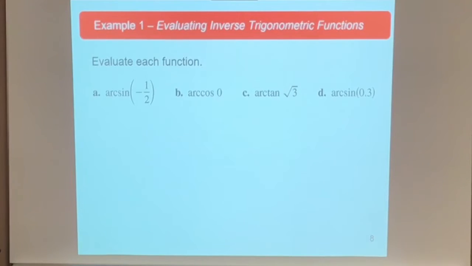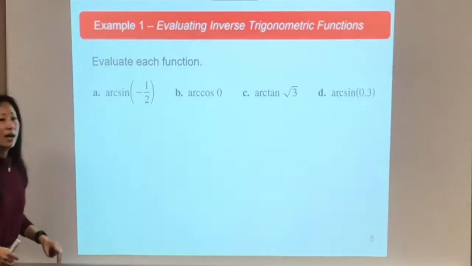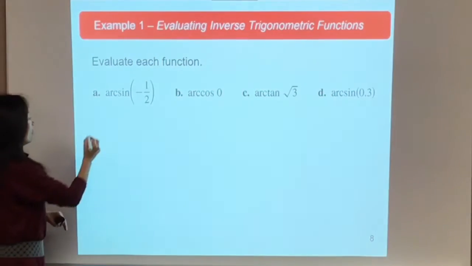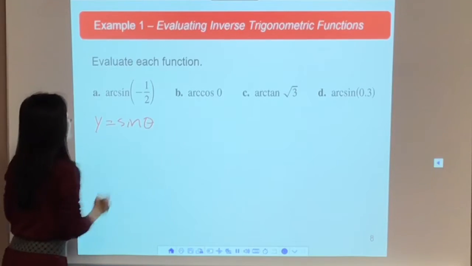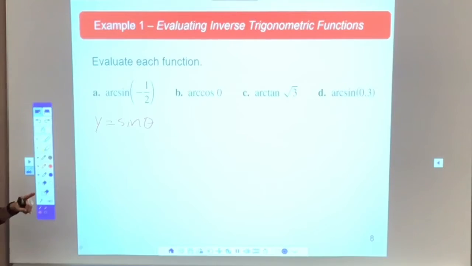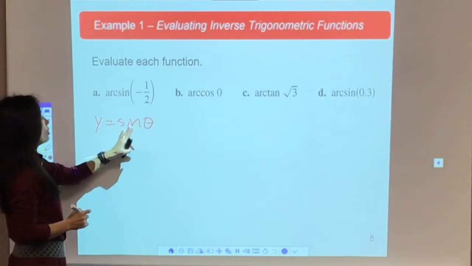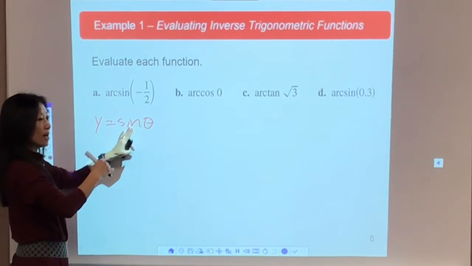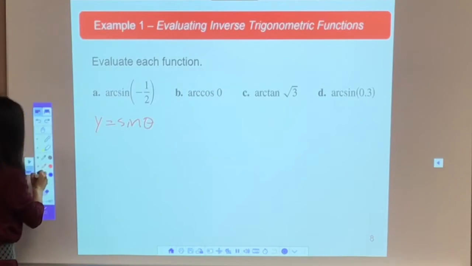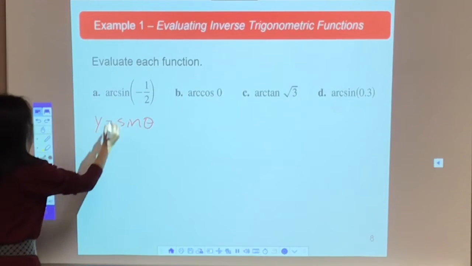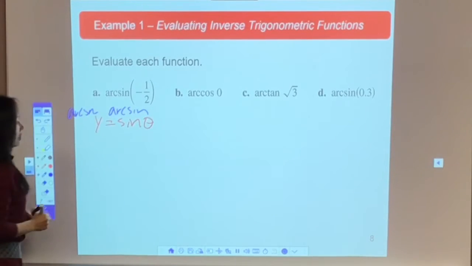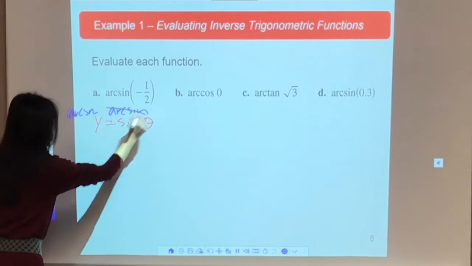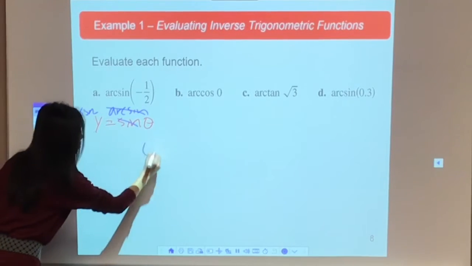All right, so they were asking you to evaluate each function. Arc sine equal to negative 1/2. So we can think of, if I give you, say, y equals sine theta, okay? Now, what's the inverse? Whenever I put the inverse, what do I need to do? Put the inverse to both sides. If I do arc sine, arc sine and sine cancel out, right? And you get theta equal to what?